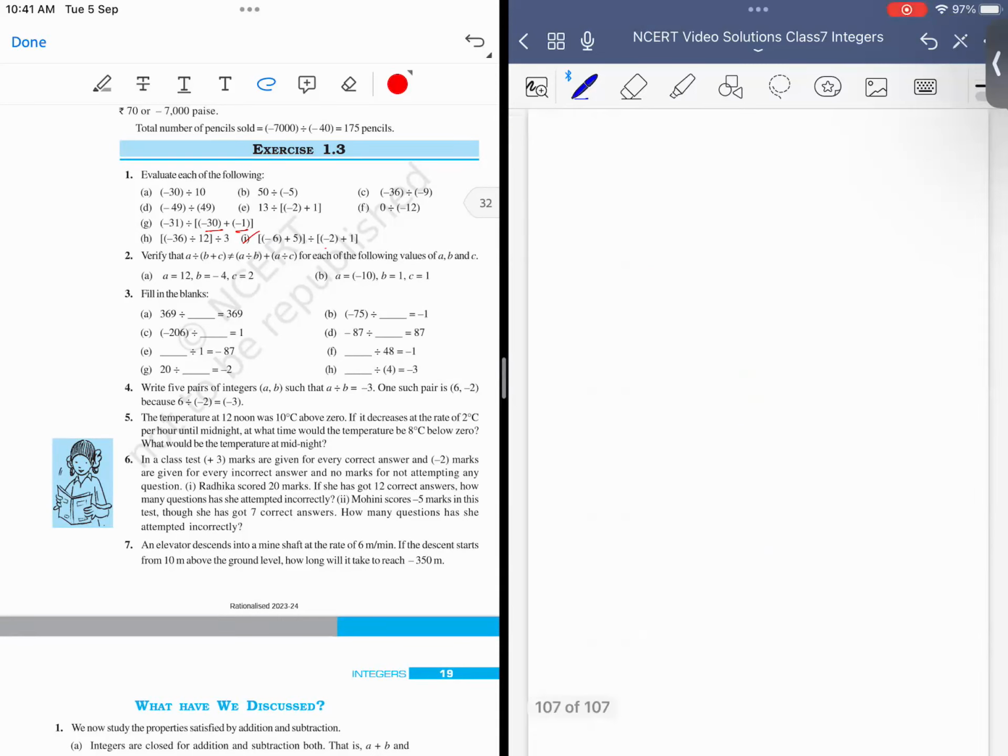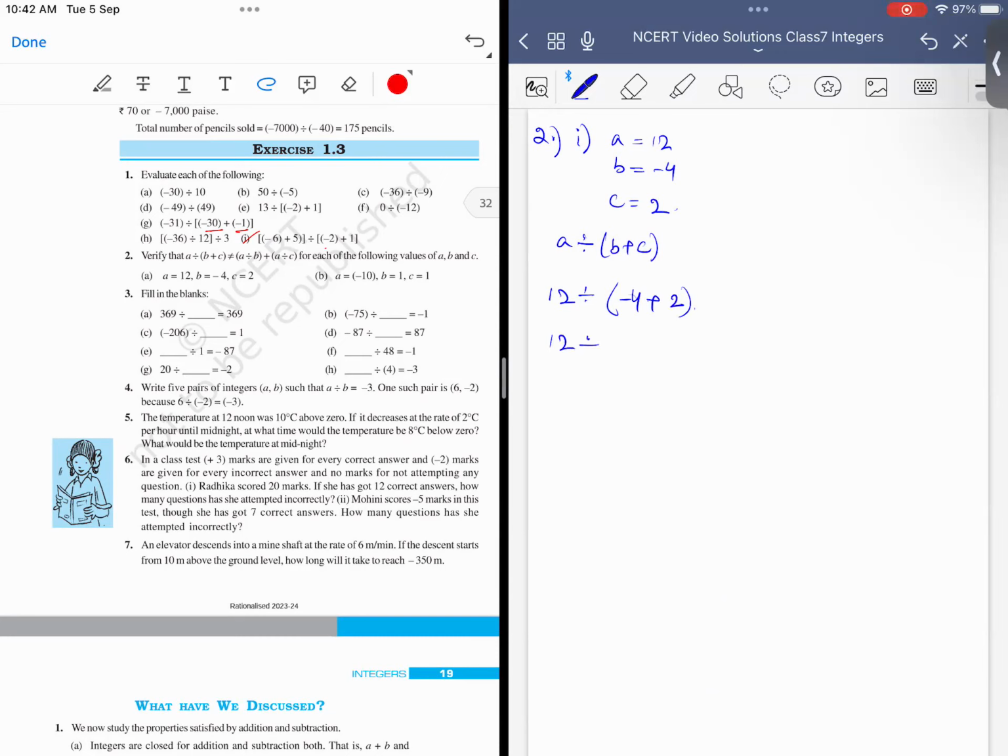Next, question number 2. Verify that a divided by b plus c is not equal to a divided by b plus a divided by c. That means basically we have to see that distributivity under division, why it is not. So take down. Given is that a is 12, b is minus 4, and c is 2. So first of all, find a divided by b plus c. So 12 divided by b plus c, that is minus 4 plus 2.